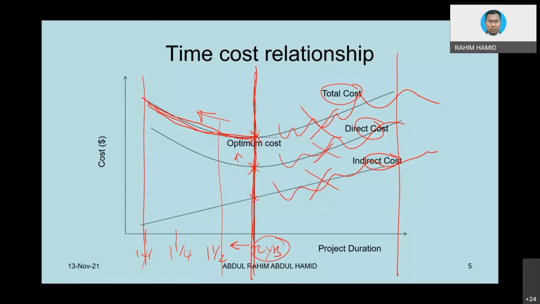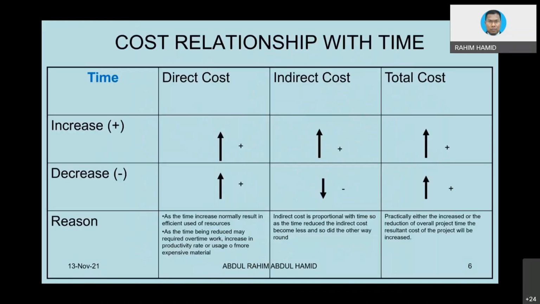So this is what we call trade-off. If you want something, you have to let go of something. So this is what project time-cost trade-off is all about. But in simpler terminology, we can use project crashing.